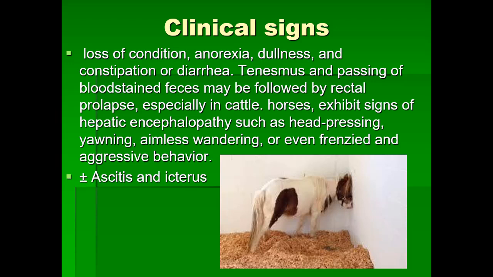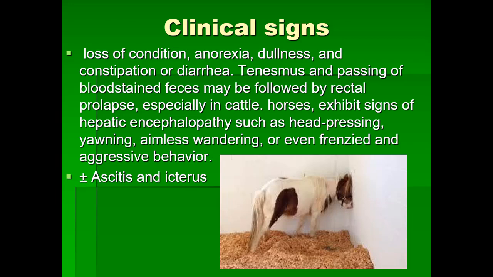And horses will be more frequently showing nervous signs because of the hepatic encephalopathy. For example, head pressing, yawning, aimless wandering. That has also been called sleepy staggers or walking disease. And you may see ascites and icterus sometimes, but not always. So at this point, there is so much liver damage that treatment is obviously unsuccessful, and they will die within a week of the onset of signs.